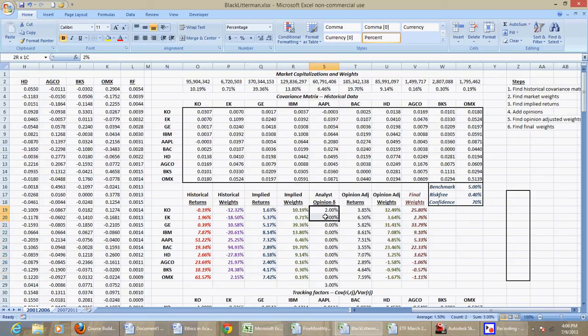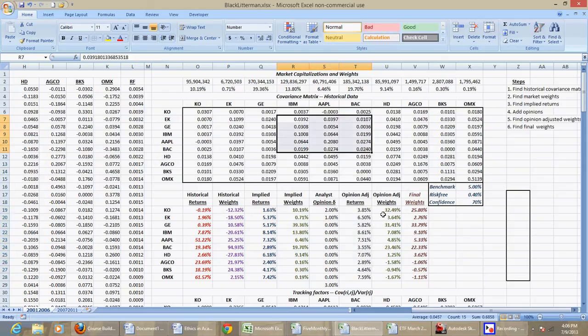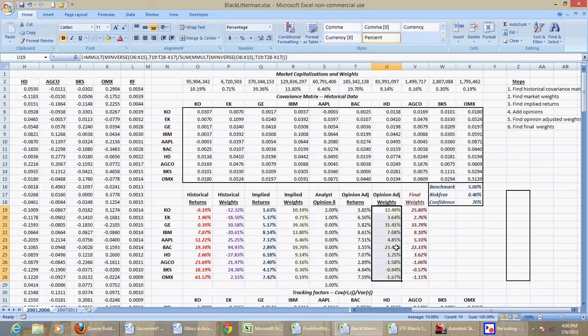I know more than the market about Coke and Eastman Kodak. I don't know anything about the others, so I put my opinion in about Coke and Eastman Kodak, and that's going to change my opinion about the returns of the other stocks. So here's what I believe the returns are going to be. So using the returns that I believe, with the covariance matrix that I've calculated, I find my weights. This is my optimal risky portfolio.